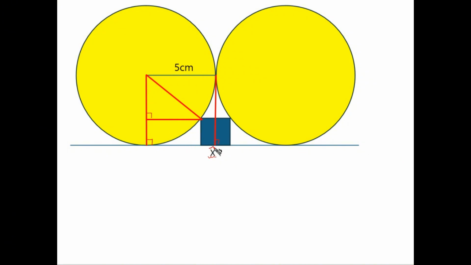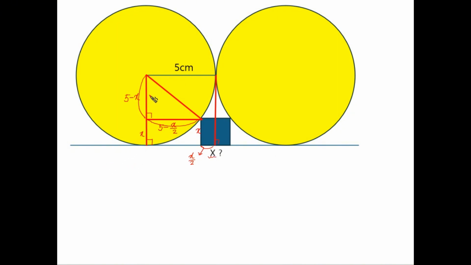Then you can find this segment is x over 2. Here x, and here also x. Then this is 5 minus x, and this is 5 minus x over 2.